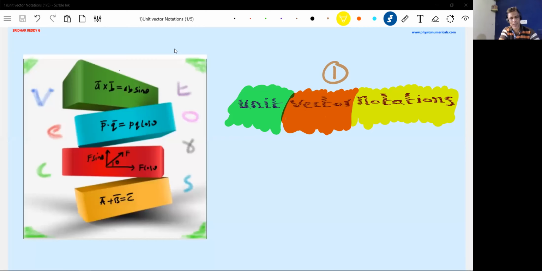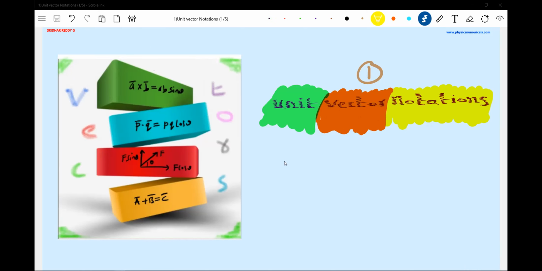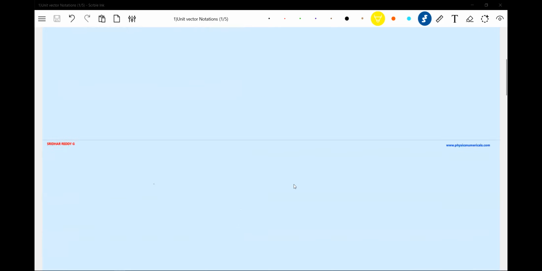Okay, let me start the class. Today's chapter will be the unit vector notations. The topic will be unit vector notations, in the vector chapter. We'll start here now.